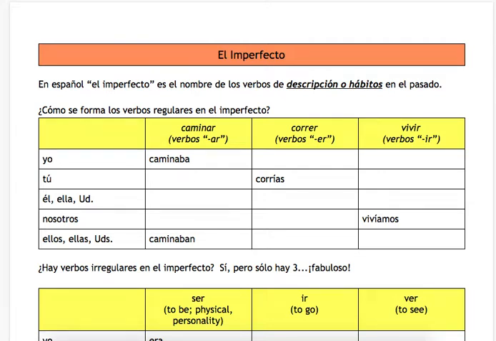Okay, estos son los apuntes para el imperfecto. These are going to be your notes for imperfect.